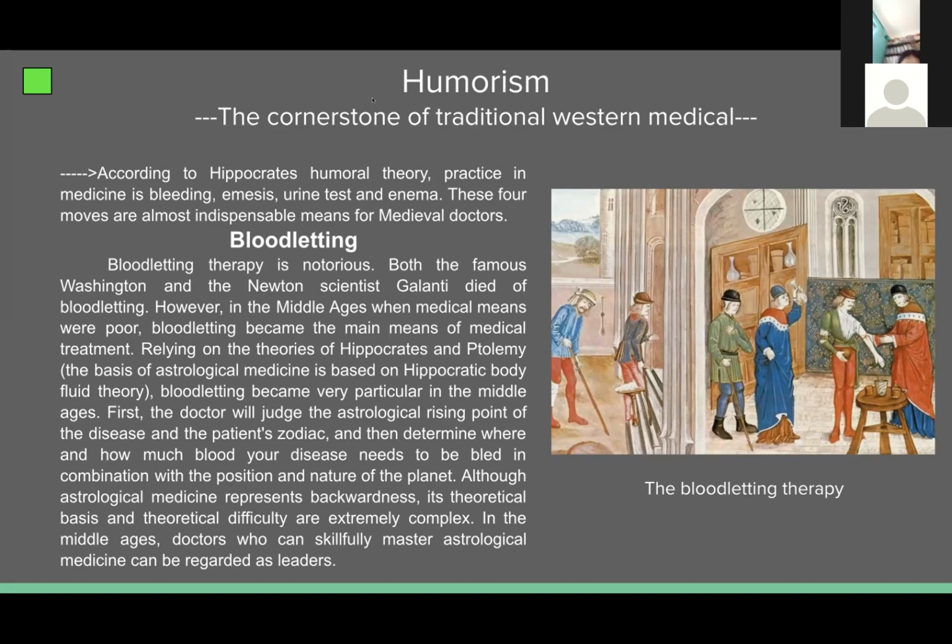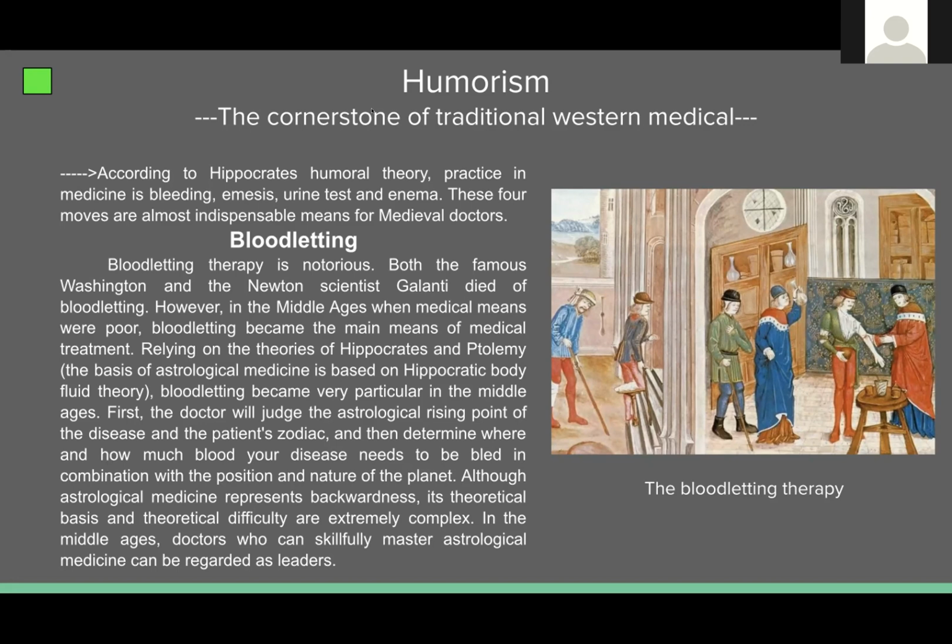The first is bloodletting. You can simply understand it as bleeding, but you are bleeding voluntarily. Bloodletting therapy is notorious. Both the famous Washington and the scientist Galanti died of bloodletting. However, in the Middle Ages, when the medical means were poor, bloodletting became the main means of medical treatment, relying on the theories of Hippocrates and Ptolemy. Bloodletting became very particular in the Middle Ages.